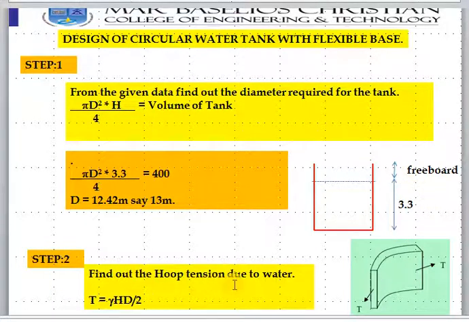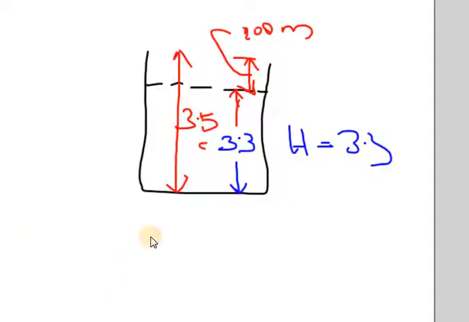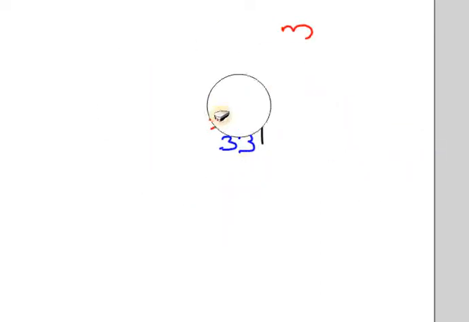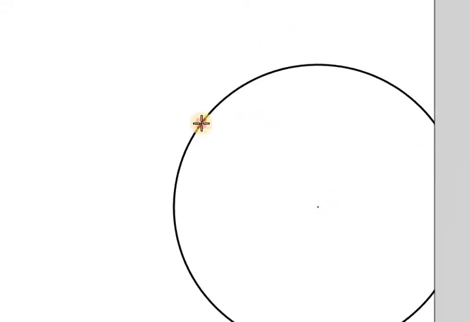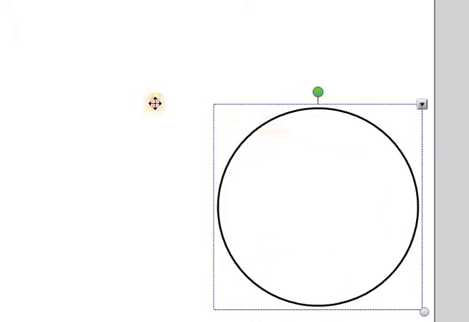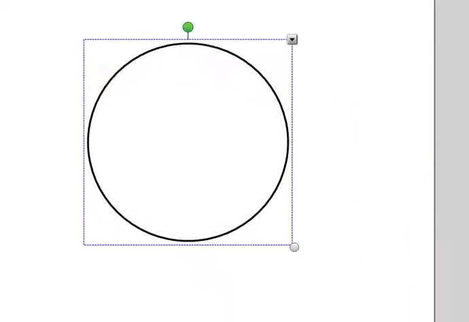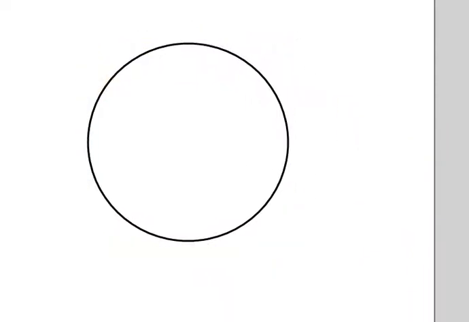Once you have the diameter and height, the next step is the hoop stress. As we discussed in the last class, since the tank is circular in shape and full of water, there is a chance of hoop stresses, because water pressure will act like this inside. This is the water pressure, which will be acting like this.